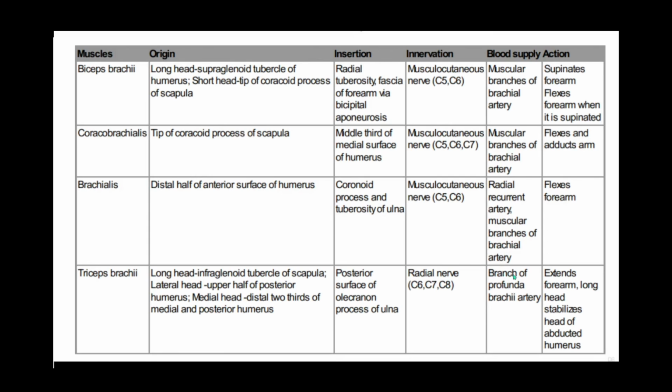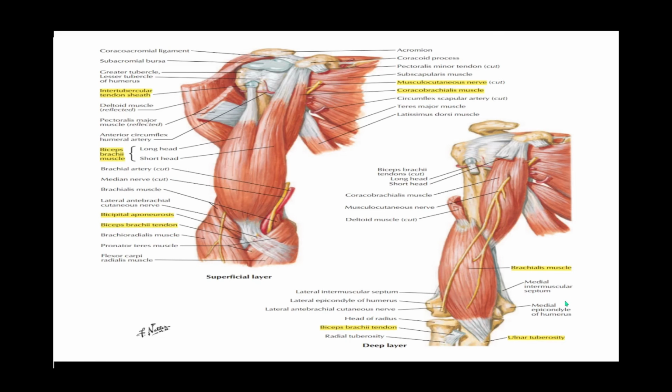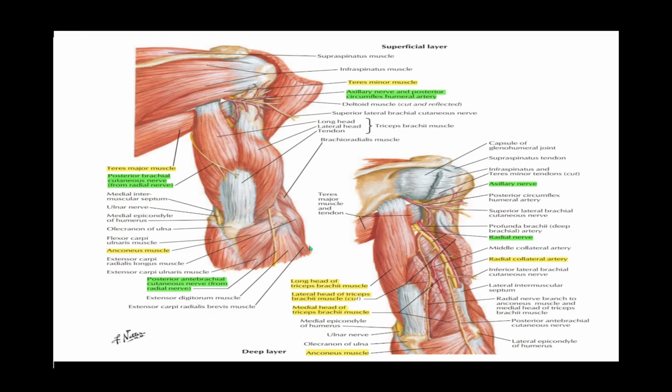Arterial supply of the triceps muscle is from a branch of the profunda brachii artery. So profunda means deep, brachii means arm. So a deep artery of the arm, which is a branch of the brachial artery, the profunda brachii artery, supplies blood to the triceps brachii. Function of the triceps brachii: it helps to extend the forearm. If we look at that, what does it do? It inserts into this. When you contract the triceps, it helps to straighten your elbow or extend your forearm. That's what it does.